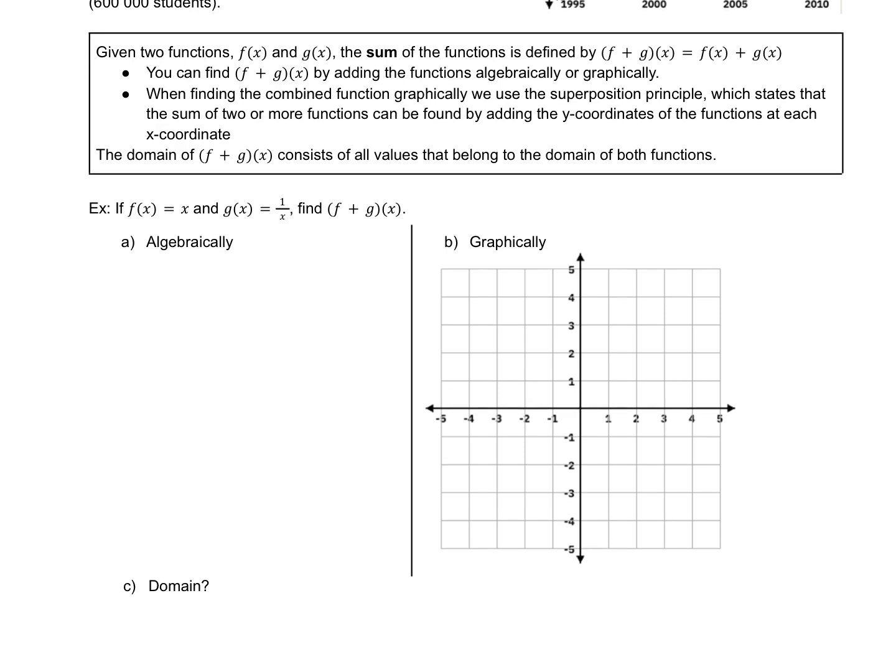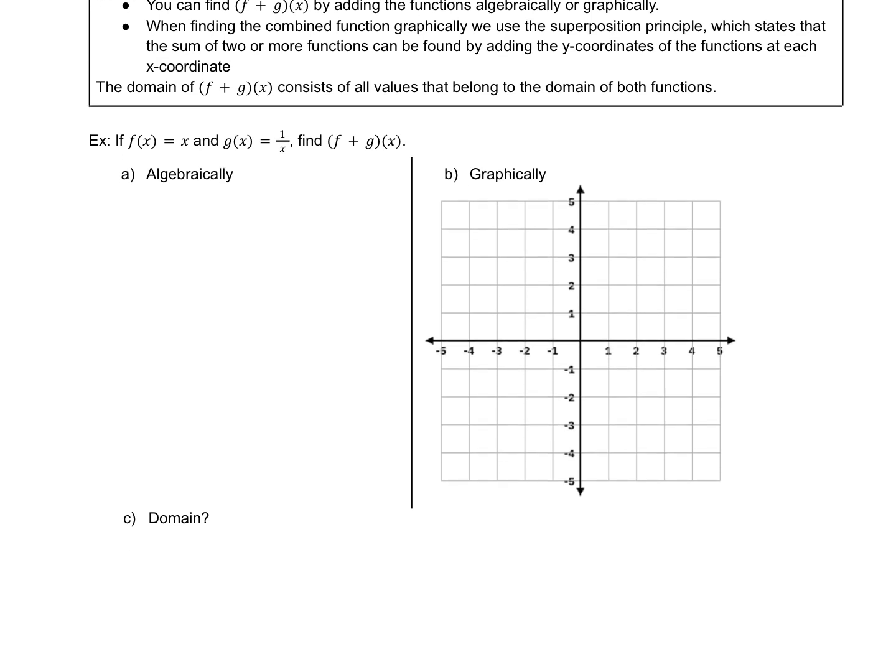So let's look at our first example. f of x is equal to x, so just a linear, and g of x is equal to 1 over x, so our base rational function. We want to find f plus g of x. So let's start it off algebraically. So the combined function will be x plus 1 over x. Now, when you see something like this, it is pretty common to get a common denominator to unite the fractions. So I will do that.